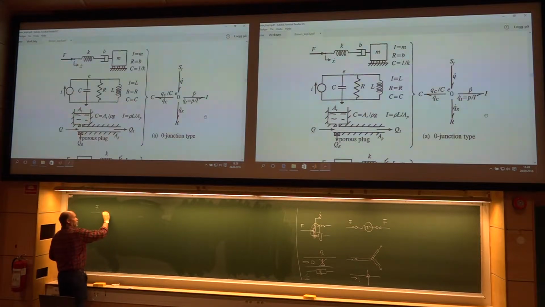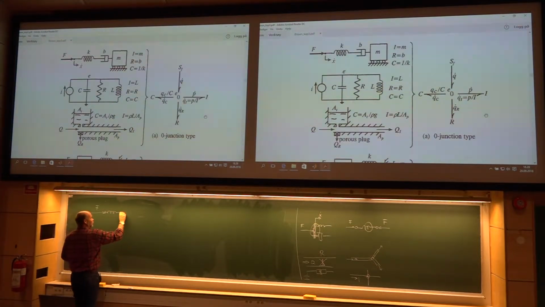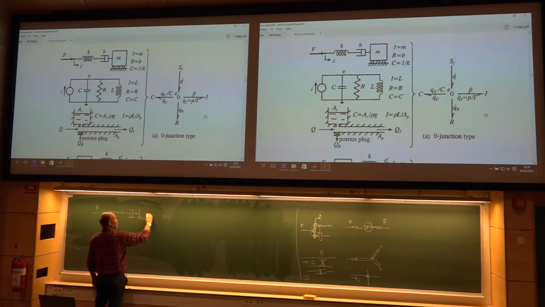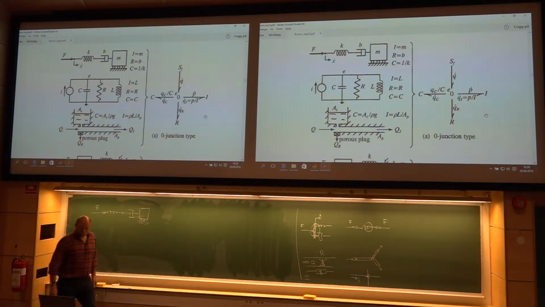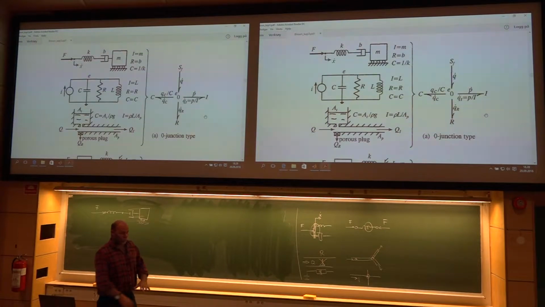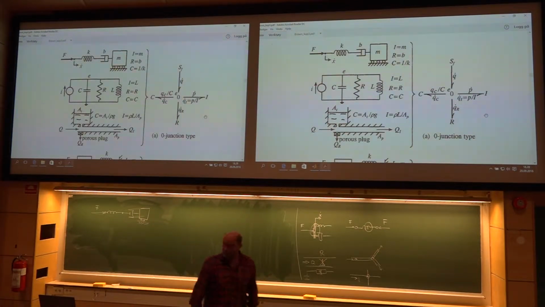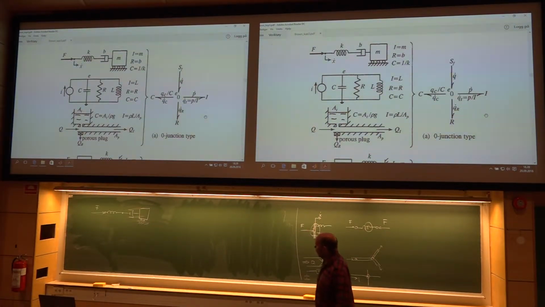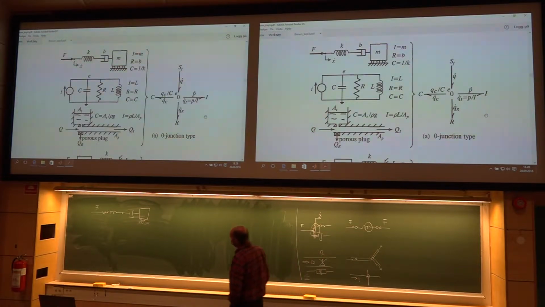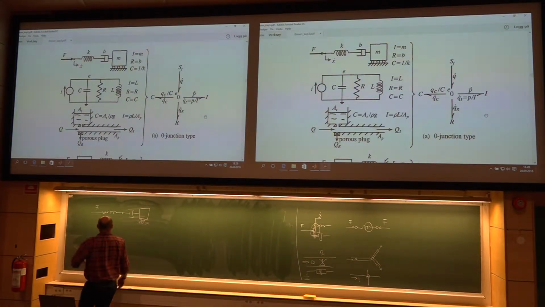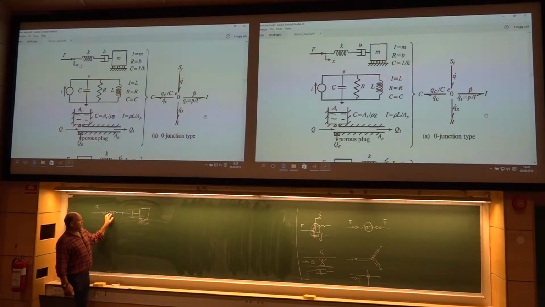Force hitting a spring, hitting a damper, hitting a mass that can move like that. Draw the bond graph for that one. Okay. Here we have mechanically several elements in a series.